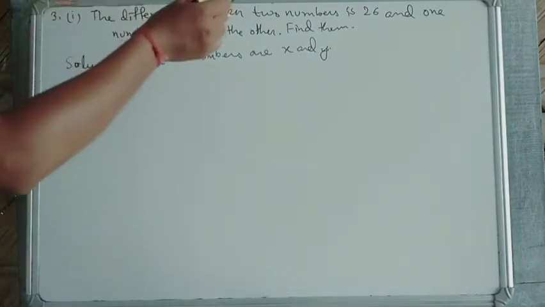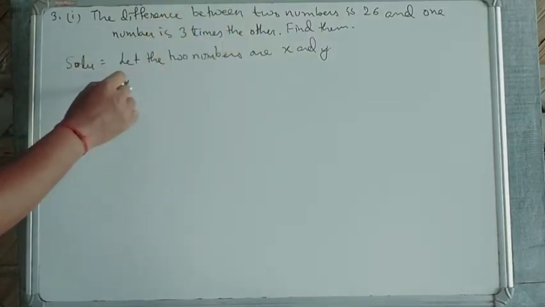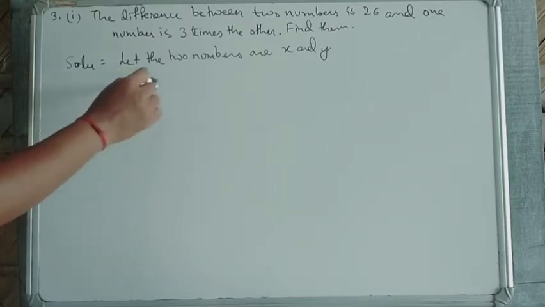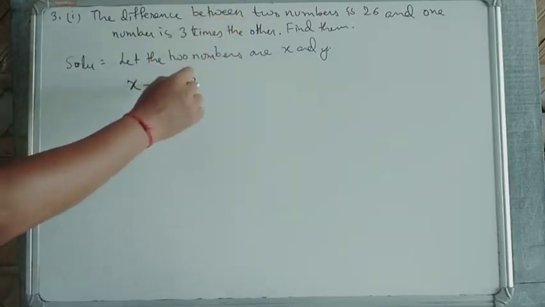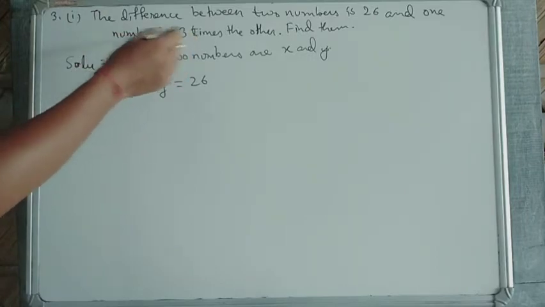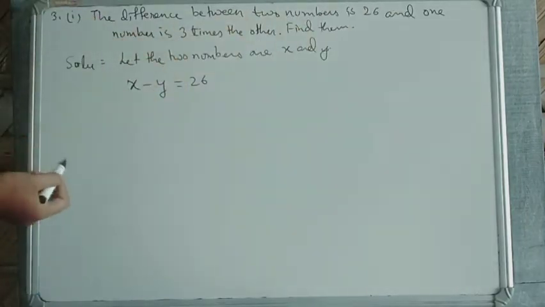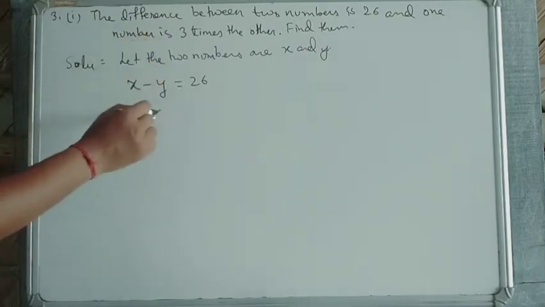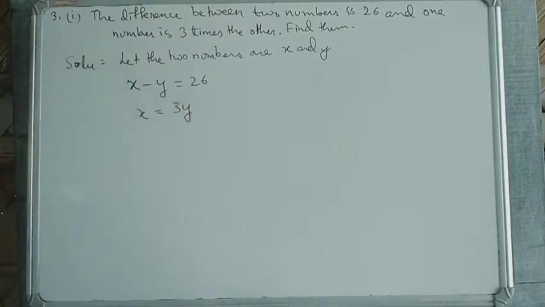Now what have we been given? The difference between two numbers. That means according to the question, x minus y, the difference between them, is equal to how much? 26. Now then we have another part, one of the numbers, suppose we take x, is 3 times the other, that means x is 3 times our other number y. So these are the two equations we got.